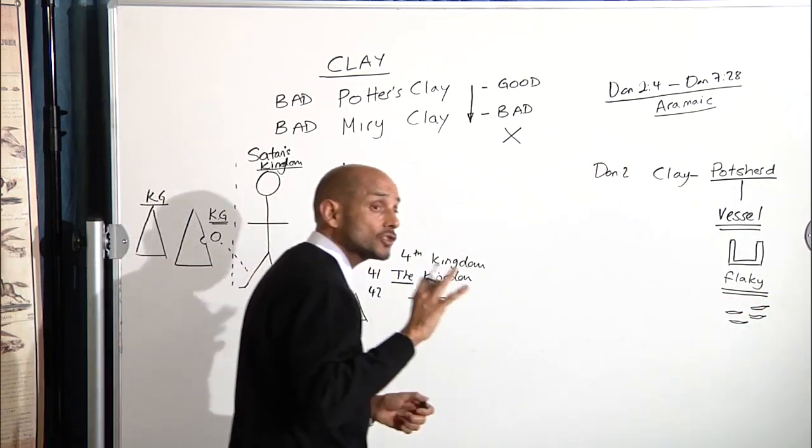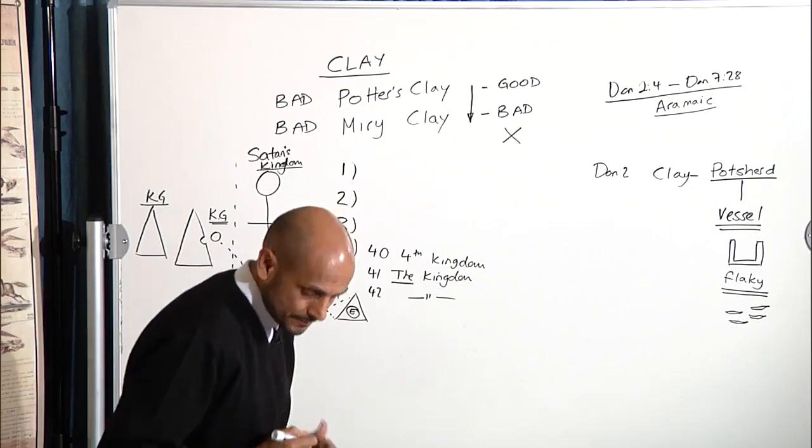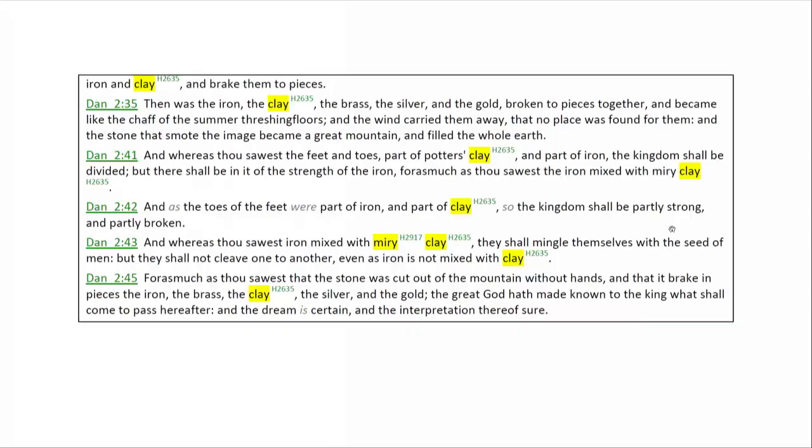So that's just from the definition of the word. It's like taking a clay pot and throwing it on the ground. So we're in verse 35. No, we did verse 35. Verse 41. And whereas thou sawest the feet and toes, part of potter's clay and part of iron, the kingdom shall be divided, but there shall be in it of the strength of the iron, forasmuch as thou sawest iron mixed with miry clay. So in verse 41, it brings to view these terms of potter's clay and miry clay.